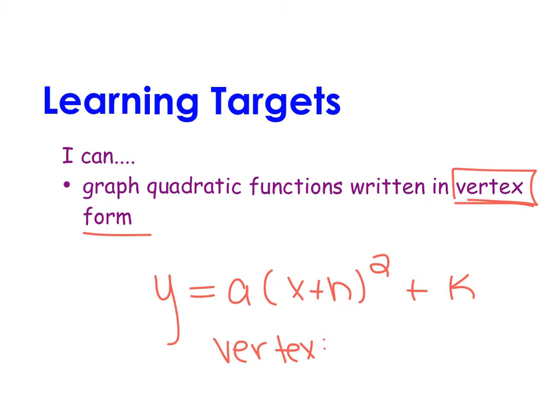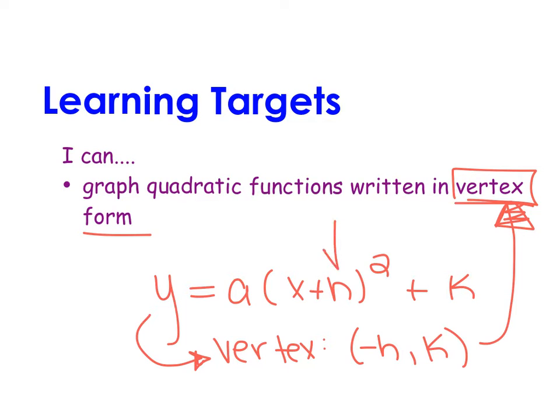from this particular form. And we can take the opposite value of h, comma, k, and that becomes our vertex of our quadratic. So it's called vertex form because we can take the vertex and pull it out of the equation using our h value, taking the opposite of it, comma, our k value.